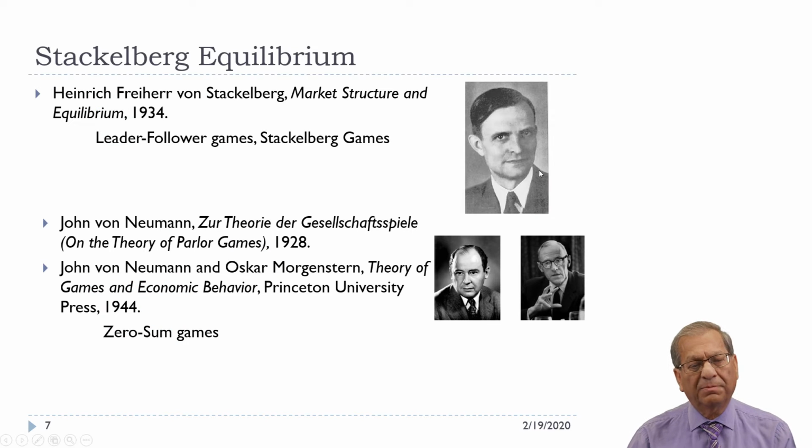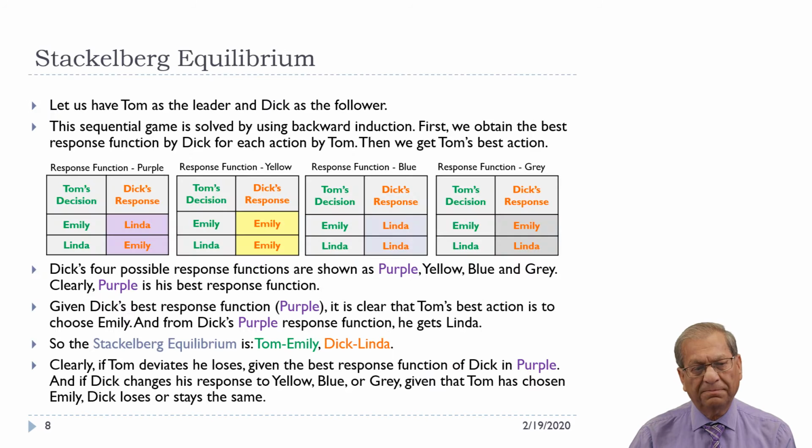Now we go to the Stackelberg equilibrium. The Stackelberg equilibrium was developed by a man named von Stackelberg, and he wrote a book, Market Structure and Equilibrium, in 1934. These are also called leader-follower games. I also have some other big players in game theory listed in this slide.